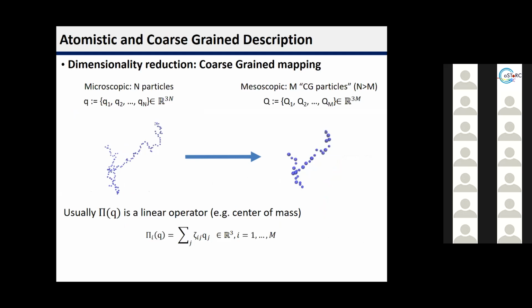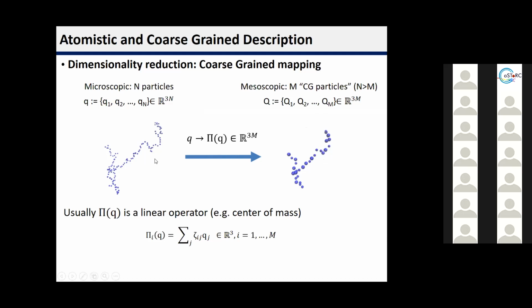We continue with some details about the atomistic and coarse-grained descriptions. The figure on the left shows a chain at the atomistic description, and the figure on the right shows the same chain at the coarse-grained description. As we can see, the number of coarse-grained particles is far less compared to the number of particles of the atomistic description.